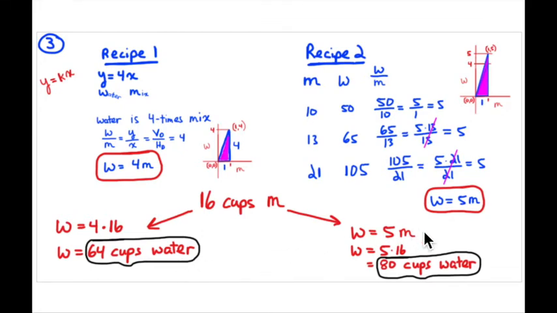Over here, if you use 16 cups of mix, you're going to use 5 cups of water for each. So this is going to be less concentrated, more dilute. So 5 times 16, you're going to use 80 cups of water. And so notice, if you add these two together, 80 plus 16 cups, it's going to give you 96 total cups of lemonade. So here you get 96 cups. Here you get 64 cups using the same amount of mix.